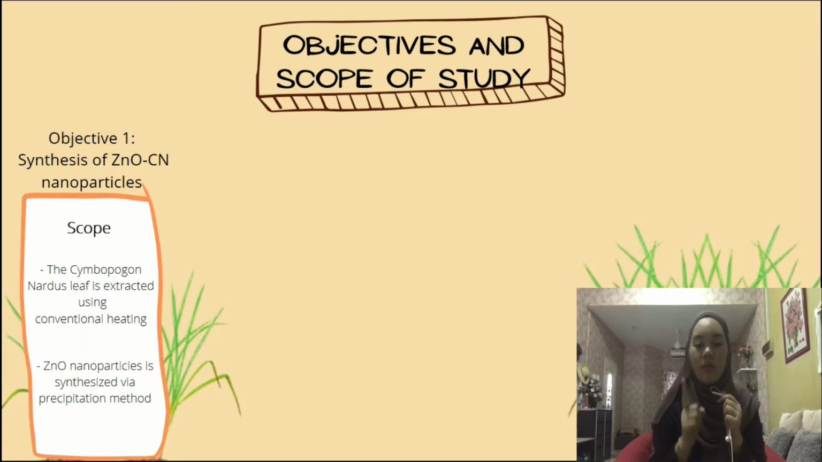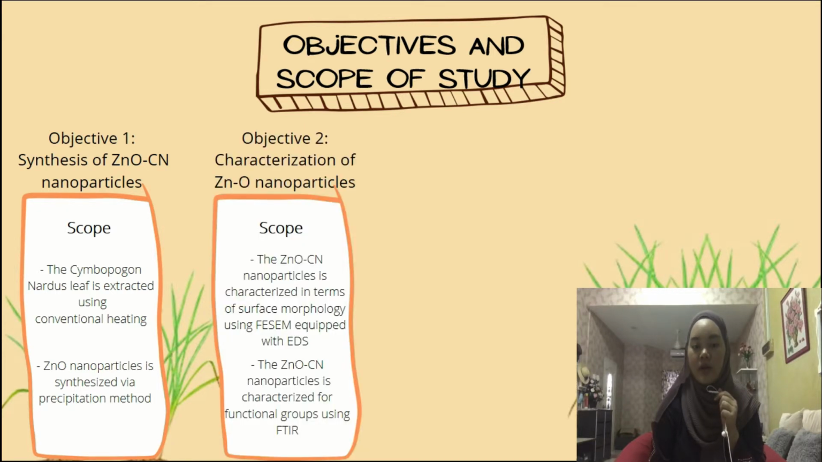So, objective number 1 is synthesis of zinc oxide Cymbopogon Nardus nanoparticles. The scope of study is that the Cymbopogon Nardus leaf is extracted using conventional heating with water as a solvent due to its simpler route at moderate temperature, which is 80 degrees Celsius, and zinc oxide nanoparticles are synthesized via precipitation method under different ratios of zinc oxide solution and Cymbopogon Nardus leaf extract.